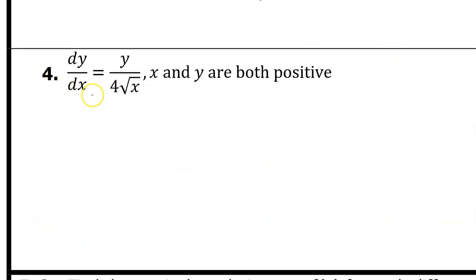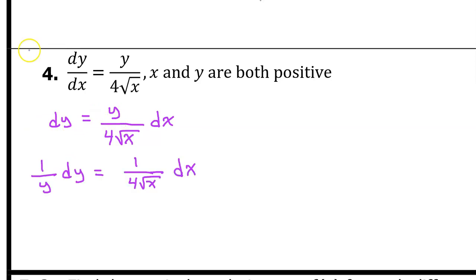For number 4, we have another separable differential equation. So we would like to get all of the y's on the left and all of the x's on the right. Let's start by getting dx over to the right-hand side by multiplying both sides by dx. So all of the x's are now on the right. We just need to get this y over to the left. We can do that by dividing both sides by y. Now we have this. Since all of the y's are on the left and all of the x's are on the right, we can integrate both sides of the equation.